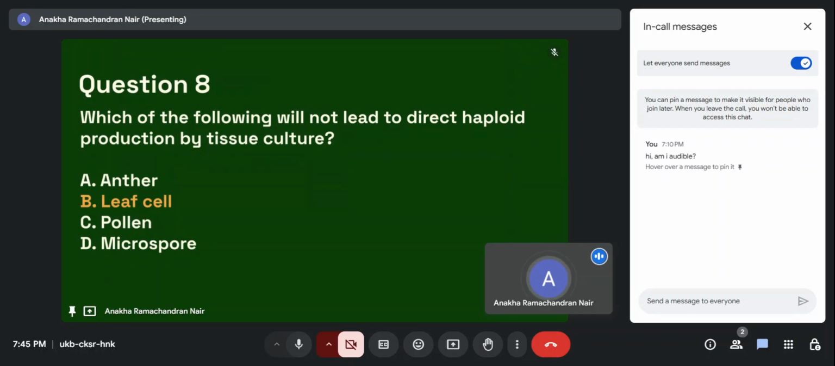Yeah, in other words, leaves are somatic cells, right? They are not germinal cells, right? So that is why they cannot be used for haploid production, right? So let's move on to the next question.